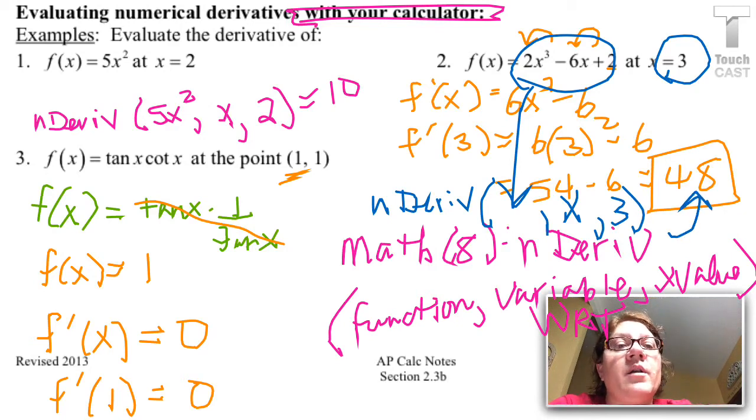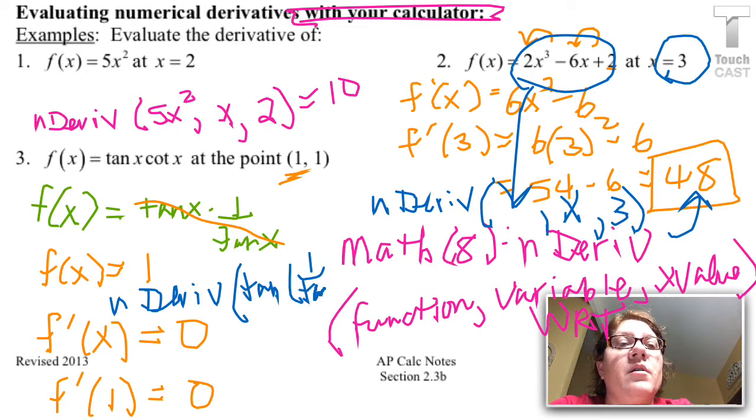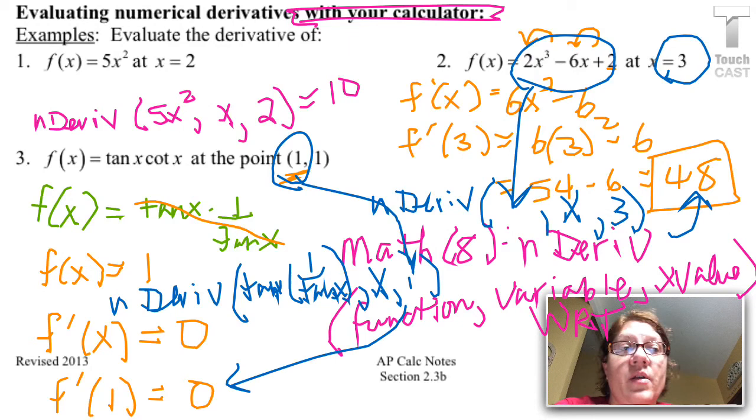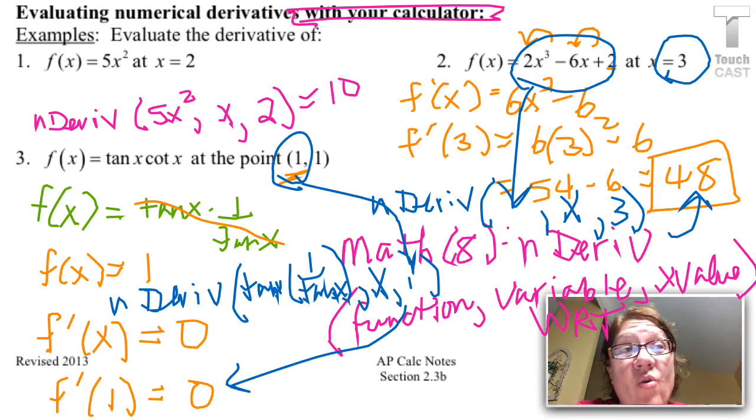And then on the last one, nDeriv, and you can do tangent times 1 over tangent. Oop, don't forget the x. And then x, and then our x value is 1. And we should get 0. So you need to make sure that you can do that on your calculator. Not that these would actually be a calculator question, but if they were, you have a shortcut way of doing it. So just double check and make sure you can do that with your calculators.